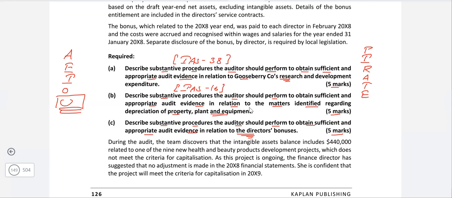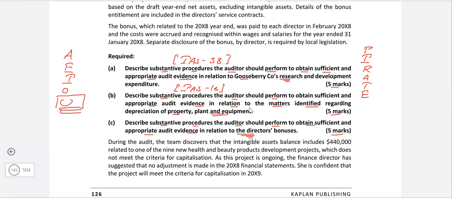Now, based on the management's estimate, because obviously they are going to tell you their estimate regarding the amortization, how they are going to amortize the development expenditure. So recalculate the amortization based on the management's estimate, and then compare it or agree it with the management's figure within the statement of profit or loss. So this is one of the easiest points that you can have in the exam.